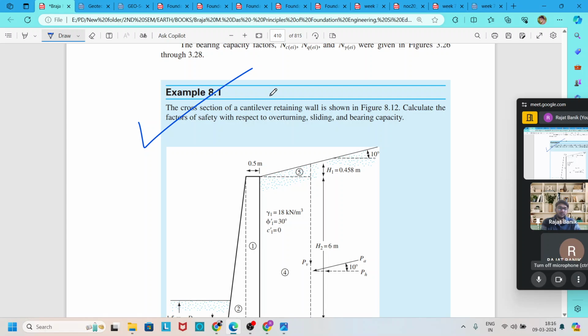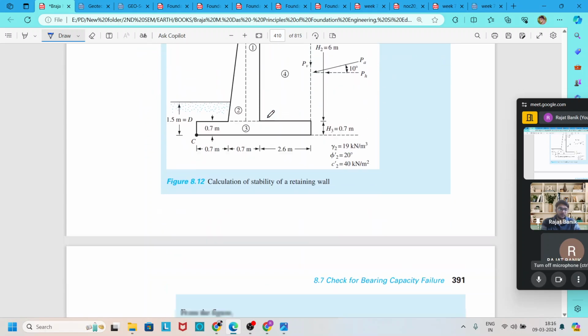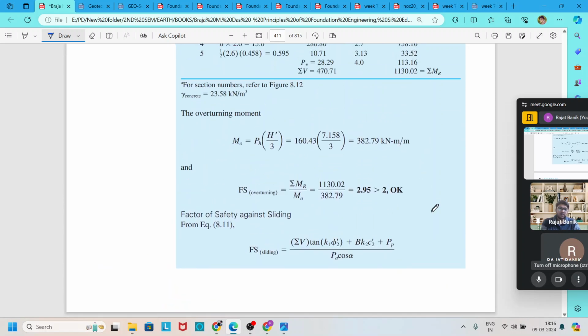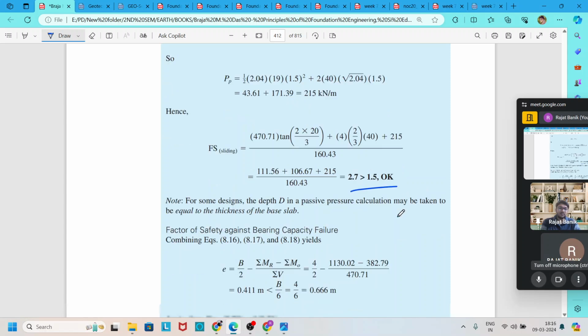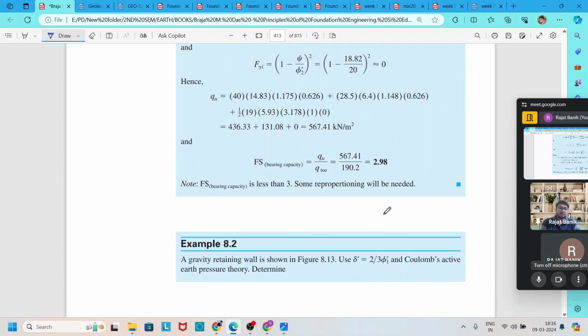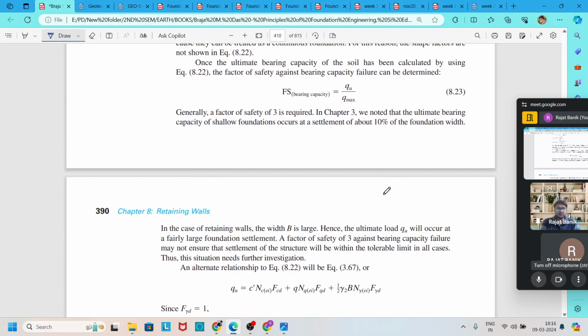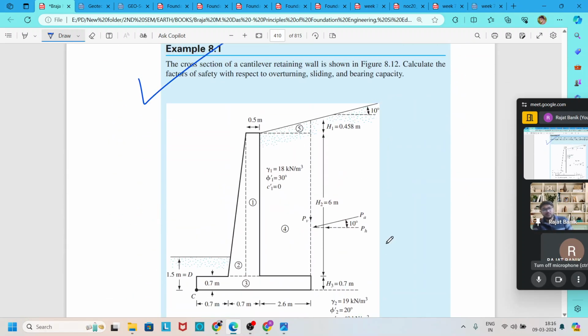There is also one problem given. You can go through it to find the solution. Yes, the overturning factor is greater than 2. The sliding factor is greater than 1.5. And you also need to check the bearing capacity failure. So I am providing you this solution and these theories. You can go through it once. It is very simple, you can easily find it. Here it requires the active earth pressure formula, the self-weight formula, and the moment equilibrium and vertical force equilibrium. You need to check.